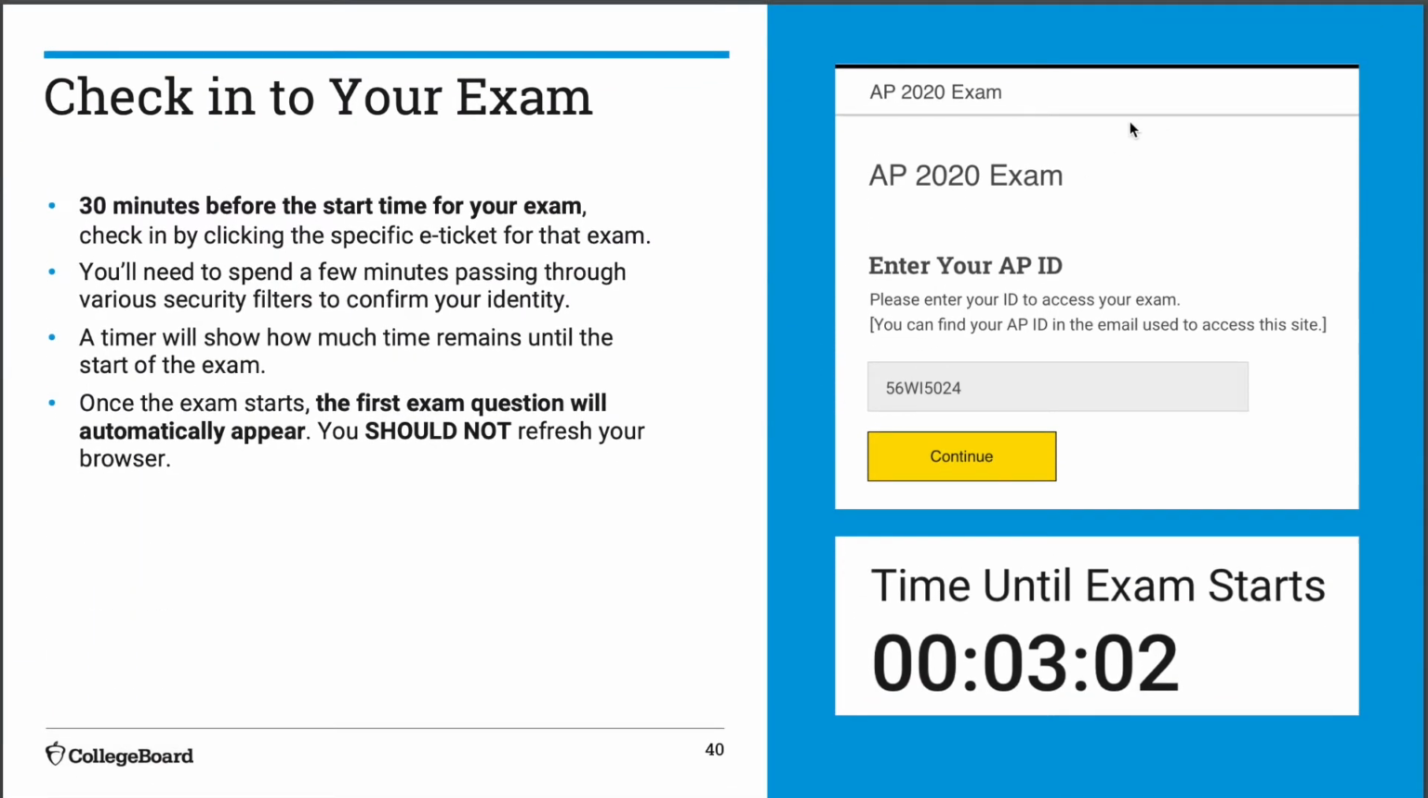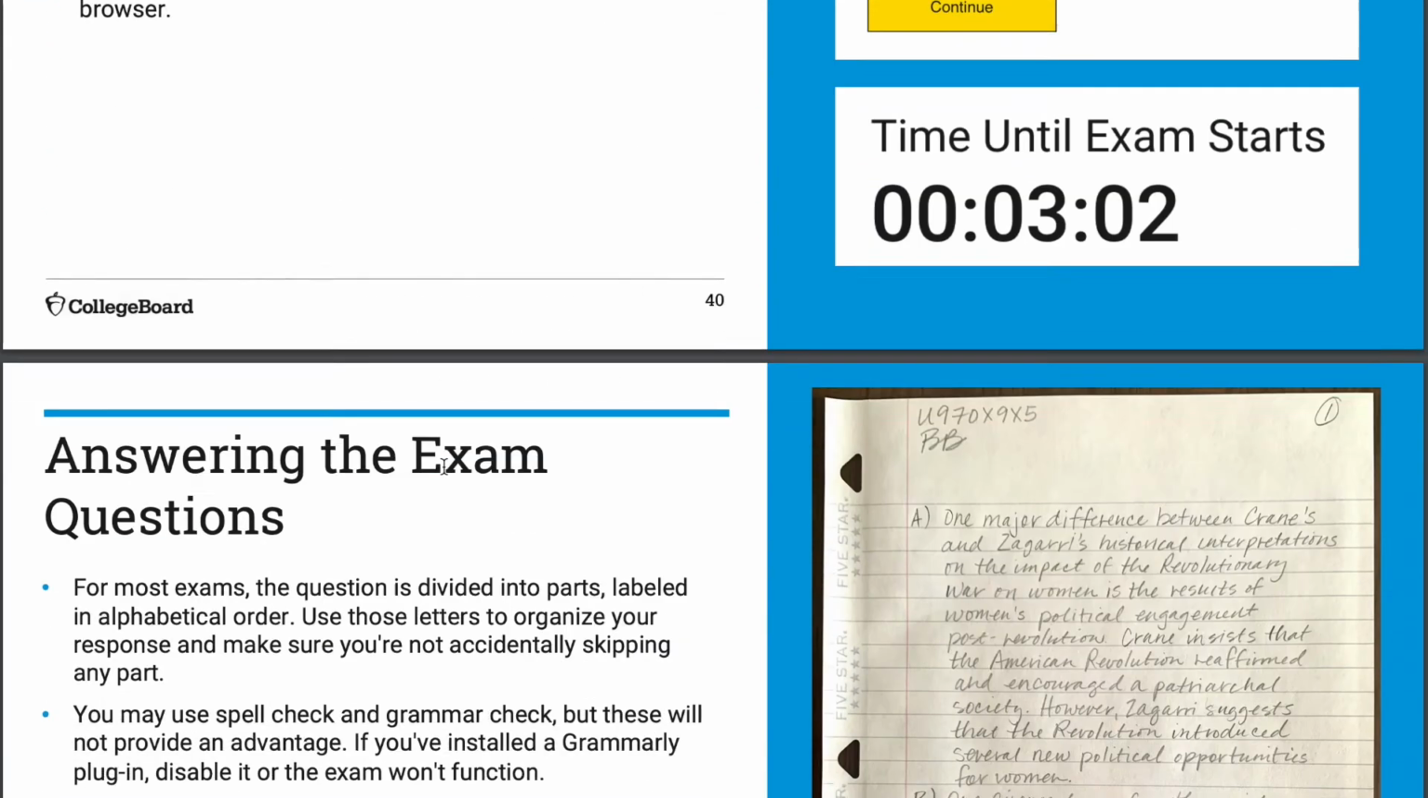Now, again, 30 minutes before your exam, you do want to check in, and you're going to find that in your email. You're going to submit your AP ID. So 30 minutes before, you should do that. Don't refresh your browser in that process because it's going to waste time again. We'll go look at that in a second.